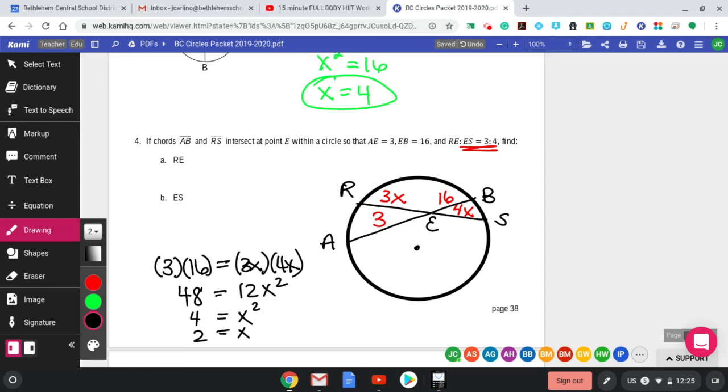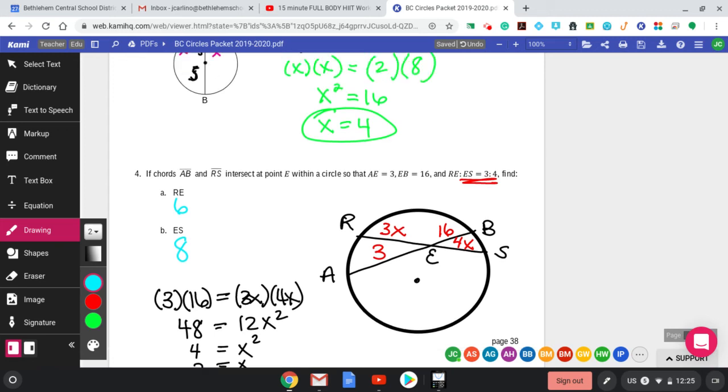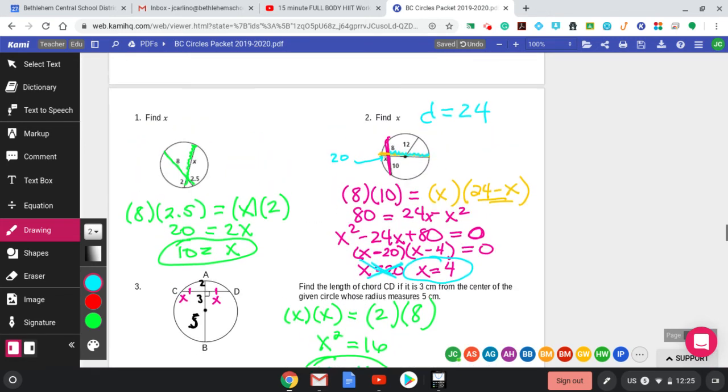That doesn't make us a winner because it said find RE and ES, so go ahead, plug it back in, everybody. RE should be, let's see, 3 times 2, which is 6. ES should be 2 times 4, which is 8. Okay, and if you check it, 6 times 8 is 48, and 3 times 16 is 48. So that's how I know it checks out when I multiply each part. All right, so that's the main concept from today. All right, we're not done yet.